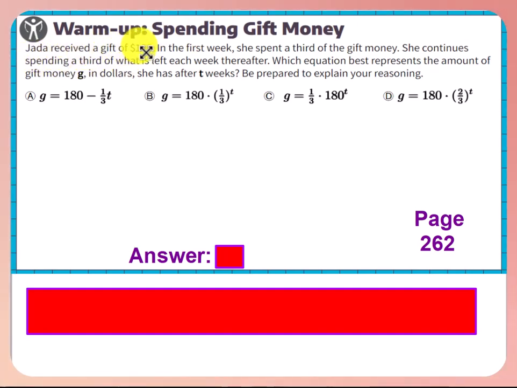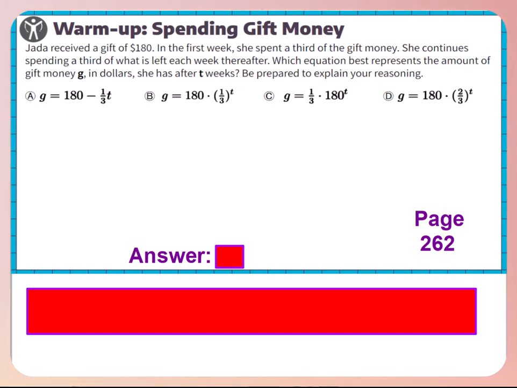Jada received a gift of $180. In the first week, she spent a third of the gift money. She continues spending a third of what is left each week thereafter. Which equation best represents the amount of gift money, we're going to call that G, in dollars she has after T weeks? Be prepared to explain your reasoning. All right, get an idea of what this is about.